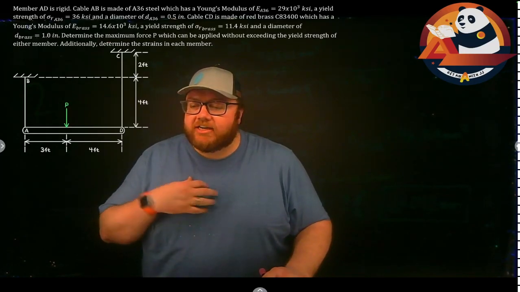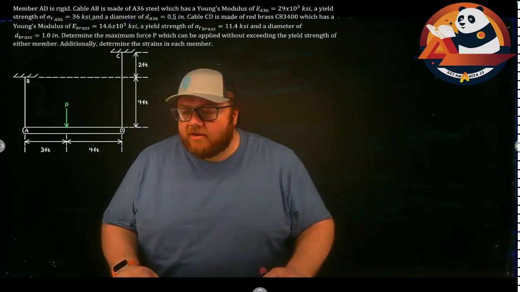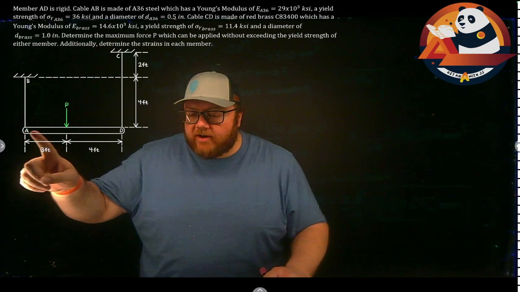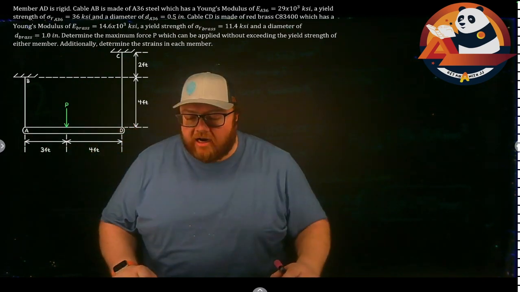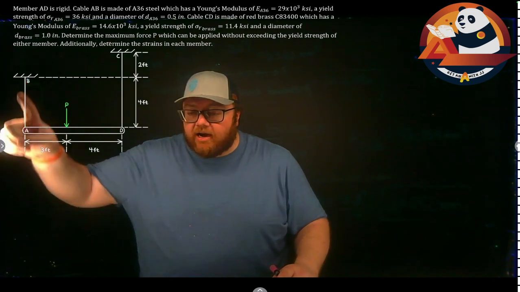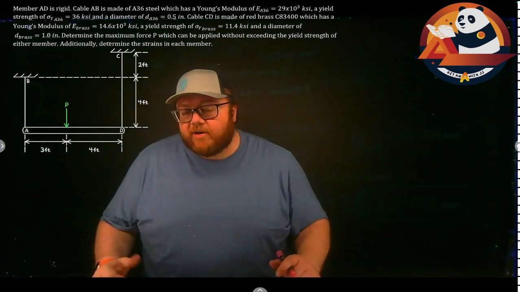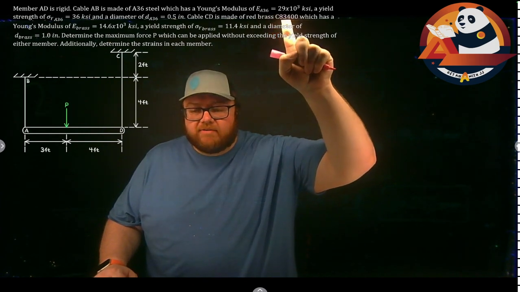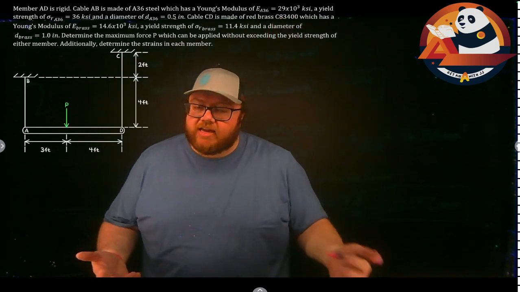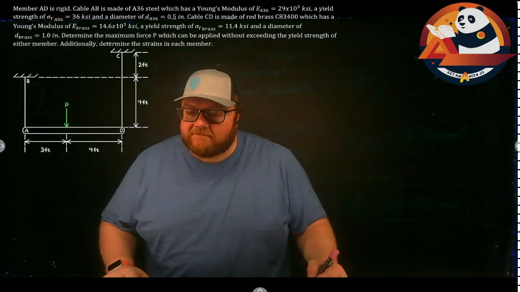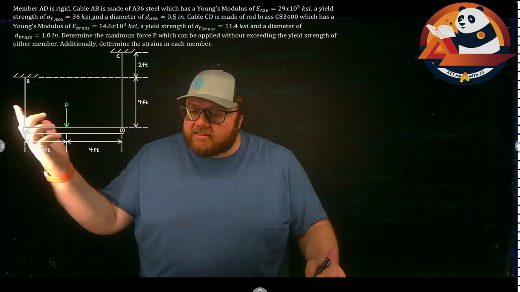I am JJ. Let's tackle an example problem. So we have this time member AD is completely rigid. It's not going to bend as we apply loads on here. Cable AB is made of A36 steel. If we look this up, A36 steel has a Young's modulus of 29 times 10 to the third KSI and a yield stress of 36 KSI. And then our diameter here is half an inch.